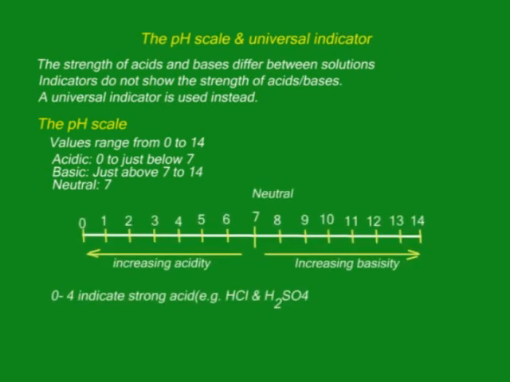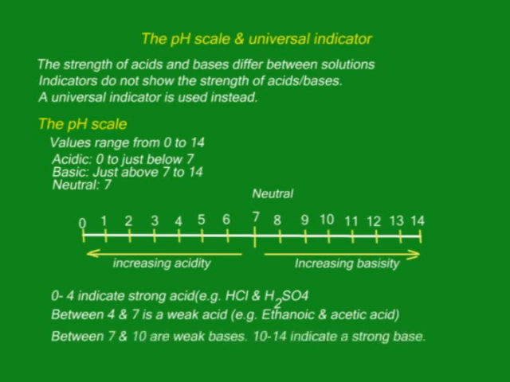Now, as you go from 7 to 0, the strength of an acid increases. A pH between 0 and 4 is that of a strong acid like hydrochloric acid and sulfuric acid. A pH of between 4 and just below 7 indicates weak acids like ethanoic acid. As you go from 7 to 14, the strength of bases increases. From just above 7 to 10, the values indicate weak bases. From 10 to 14, it indicates strong bases like wood ash and sodium hydroxide.